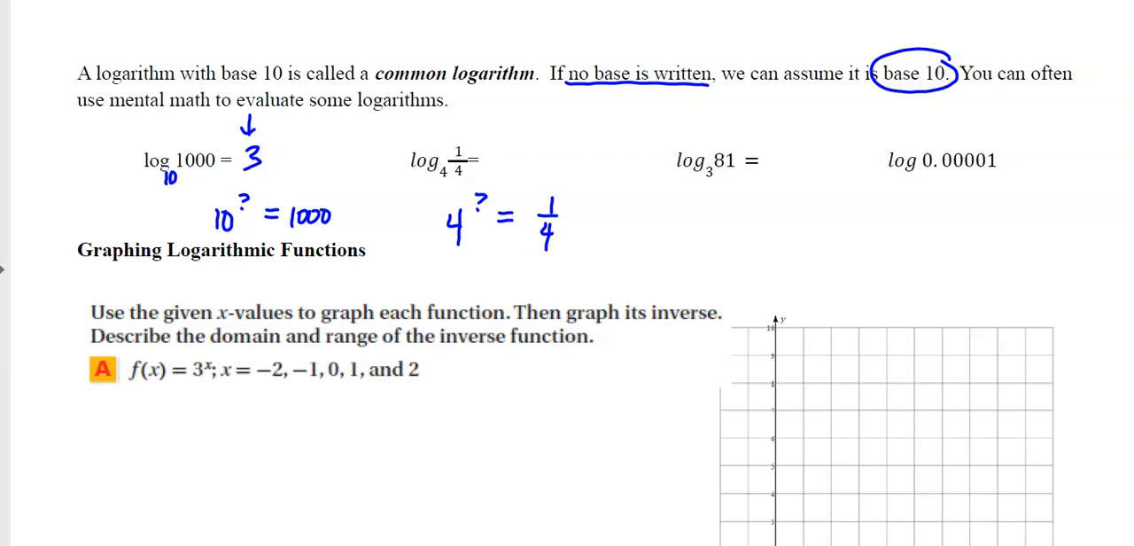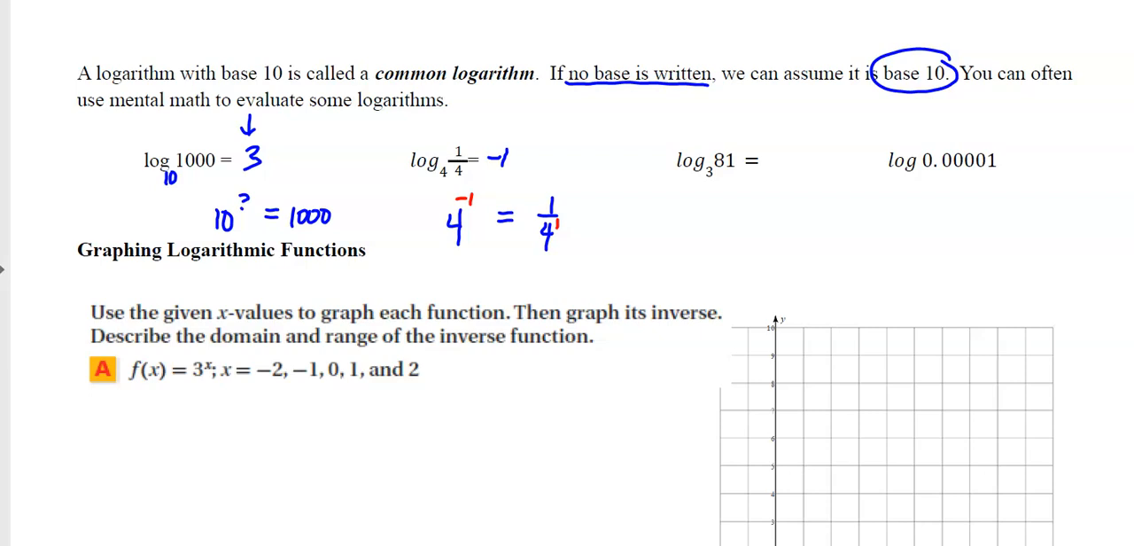4 to the 1 is 4, but we've got to go even smaller than that. That usually tips you off that you're going to have a negative exponent, and this is actually -1. Think about it: when you do 4 to the -1 power, it's really 1 over 4 to the +1 power. So sometimes your logarithm is actually a -1. You can have negative exponents, that's fine.